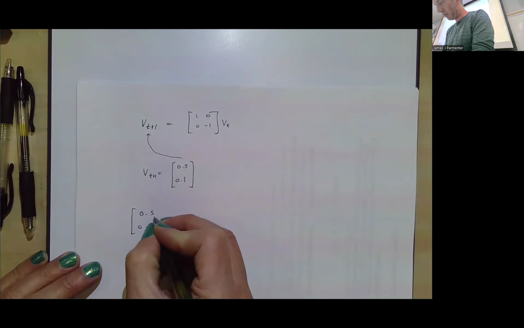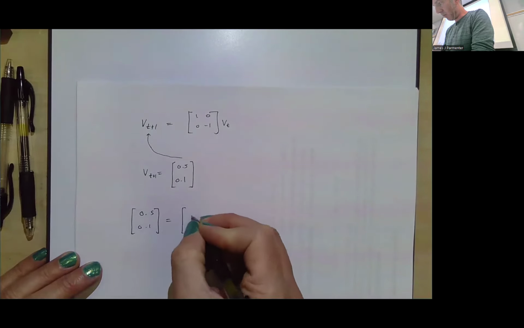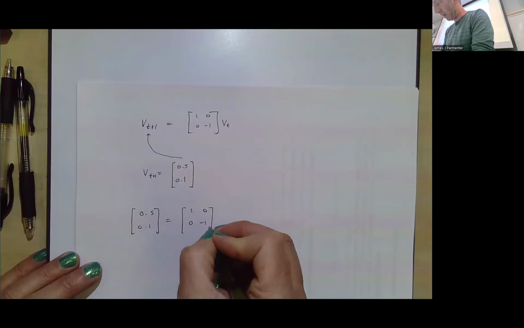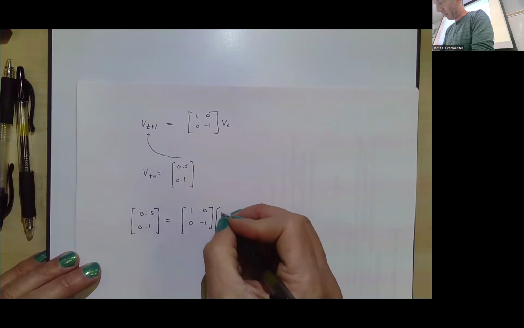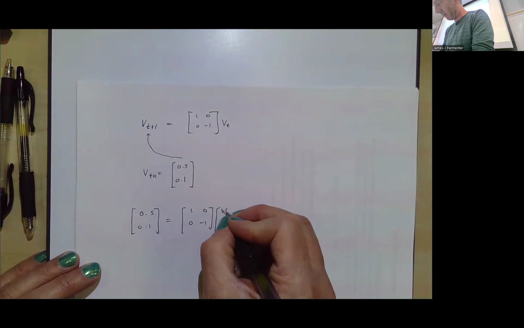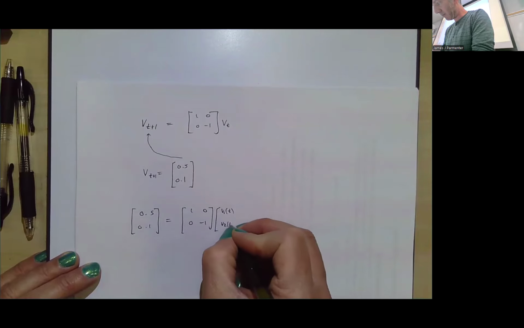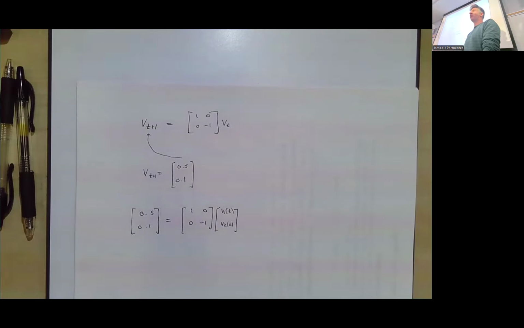0.5, 0.1 equal to 1, 0, 0, -1 times whatever the previous beat's voltage is. So I'm going to call this V1 of t, V2 of t, just to give the coordinates some names. Okay. I'm trying to get this vector all by itself, right? Whenever you're trying to solve an equation, you're trying to isolate the thing you're solving for. How do I get this other matrix over to the other side there? Can't divide by it. What do we have to do instead?